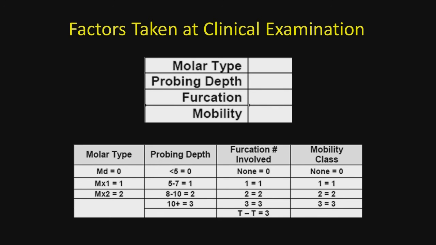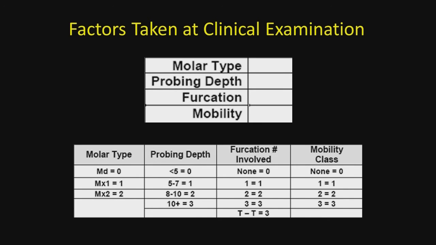For those of us that have been treating cases for many, many years, we all know that the maxillary second molar has the poorest prognosis of any molar in the mouth. The maxillary first molar has a better prognosis than the second molar, and the mandibular molars have a better prognosis than the maxillary molars. Hence we score them mandibular 0, maxillary first 1, maxillary second a 2.